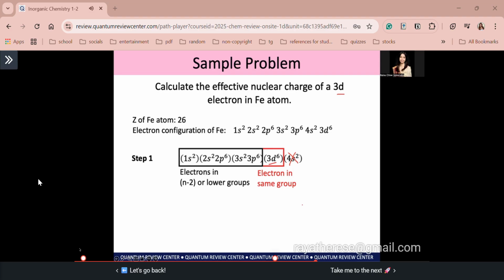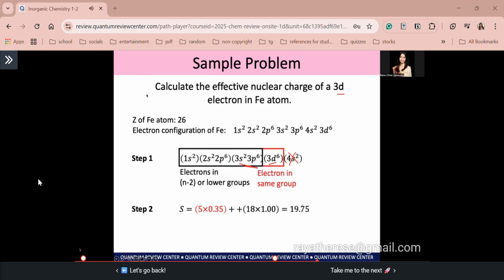Ma'am, bakit? Parang hindi naman yun nakalagay sa table. This is because for a 3d electron, guys, okay, 3s and 3p orbitals are considered as inner to 3d. Kaya 1 ang contribution ng electrons ng 3s and 3p orbitals. Okay? Tandaan nyo to guys ha, if ang electron of interest nyo ay nasa nd orbital, gaya ng 3d, the electrons in the ns and np orbital contribute 1 each to the shielding.